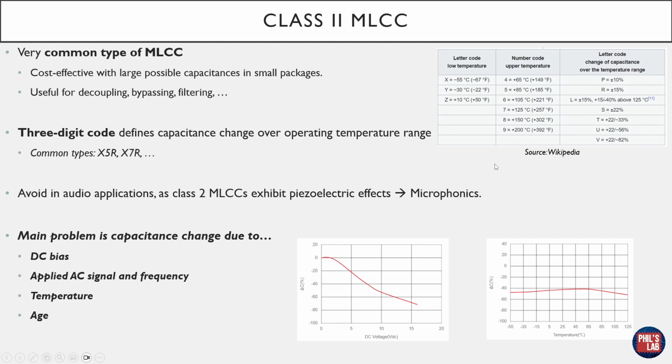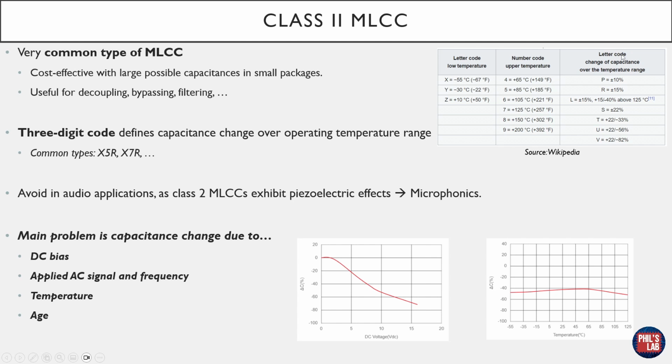What you will have probably seen for Class 2 multi-layer ceramic capacitors, and we'll look at a distributor part search in just a second, is this 3-digit code, for example X5R, X7R, Y5V, and so on. It defines the maximum expected capacitance change over a given operating temperature range. So on the top right-hand table, the first character, for example X, Y, or Z, defines the lowest operating temperature. So X gives us minus 55 degrees, Y minus 30, and so on. The second character, or digit, gives us the maximum upper temperature range. So an X5R capacitor will range from minus 55 degrees up to plus 85 degrees in operating temperature.